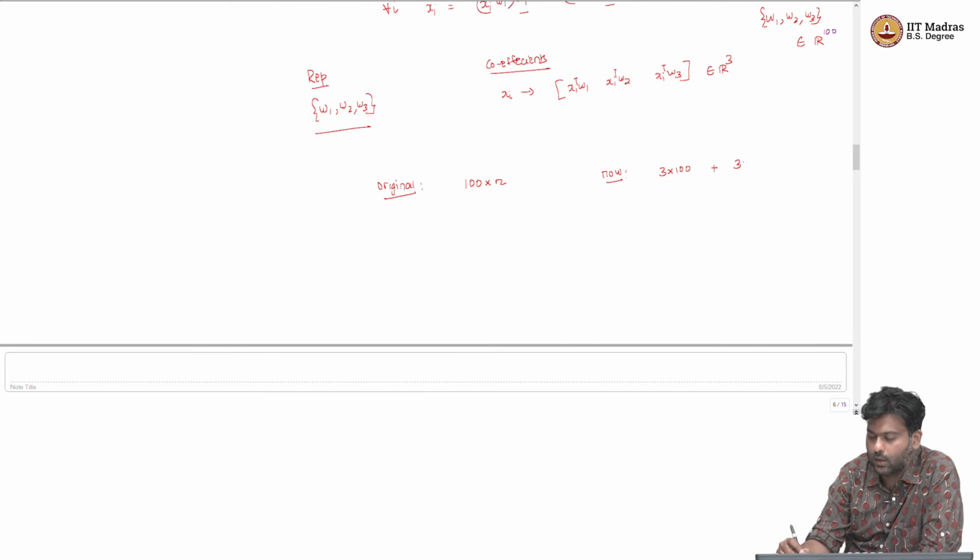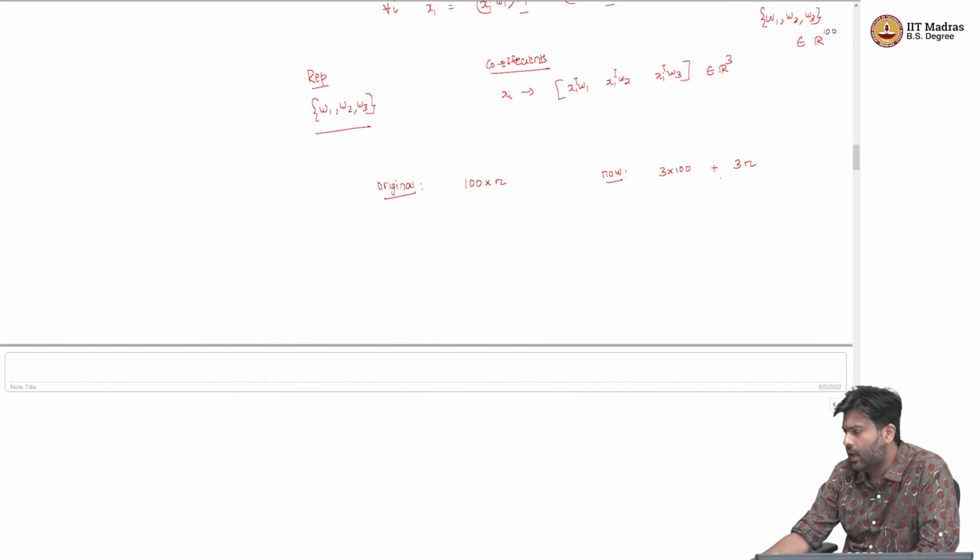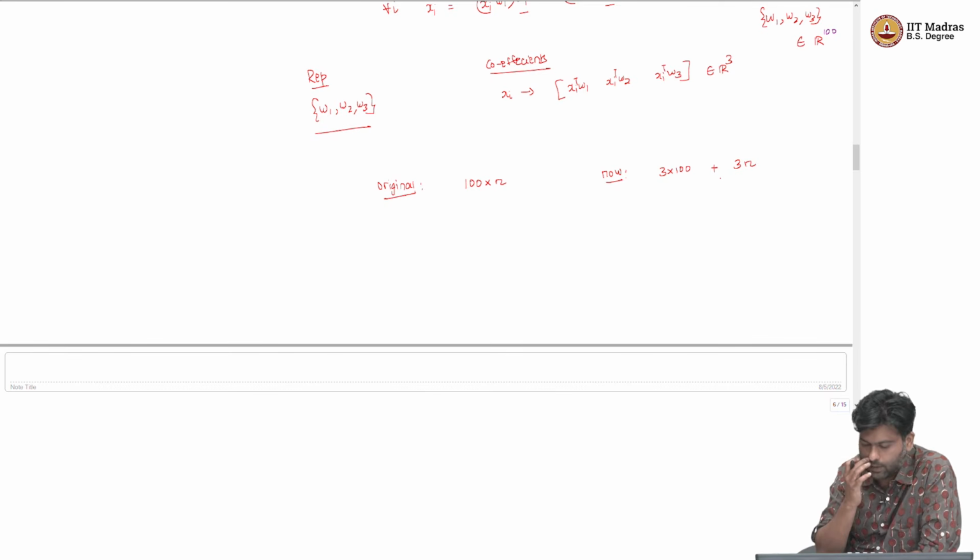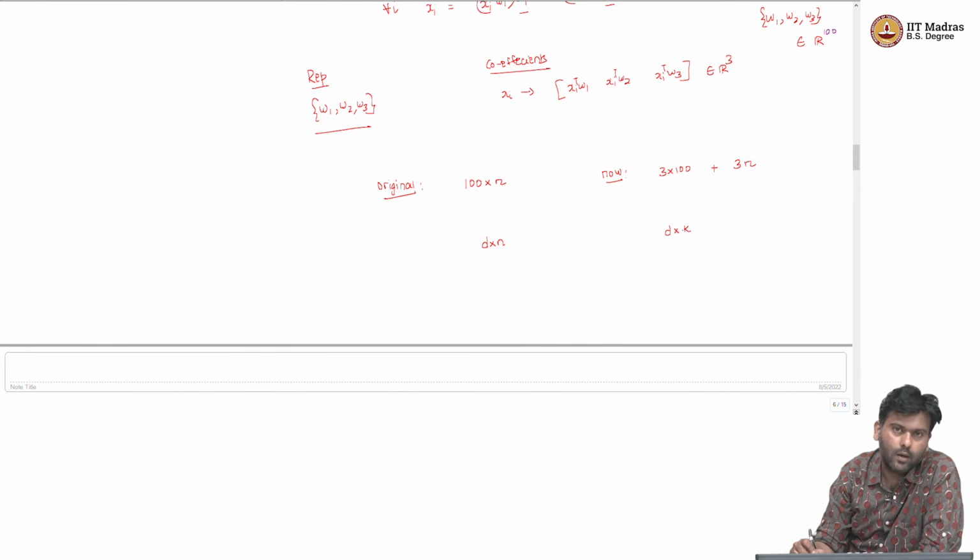So, which would be just 3 times n, right. This is the total number of values that you need to store. So, in general, instead of d times n which you may have to store, now you have to store d times k, where k is the number of rounds after which the residues become 0, plus k times n. For each data point you only have k numbers instead of d numbers, right.